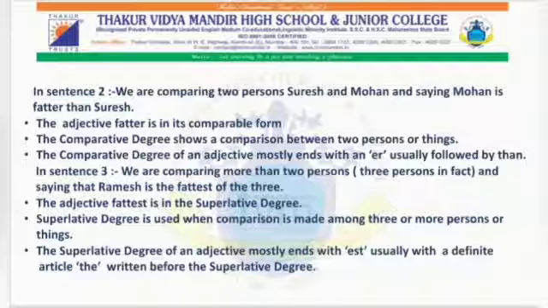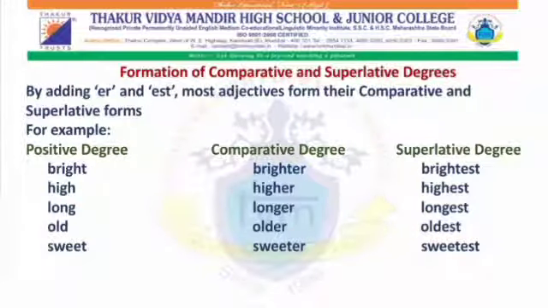In sentence 3, we are comparing more than two persons, three persons in fact, and saying that Ramesh is the fattest of the three. The adjective fattest is in the superlative degree. Superlative degree is used when comparison is made among three or more persons or things. The superlative degree of an adjective mostly ends with est, usually with a definite article the written before the superlative degree. Now, let's learn the formation of comparative and superlative degrees.